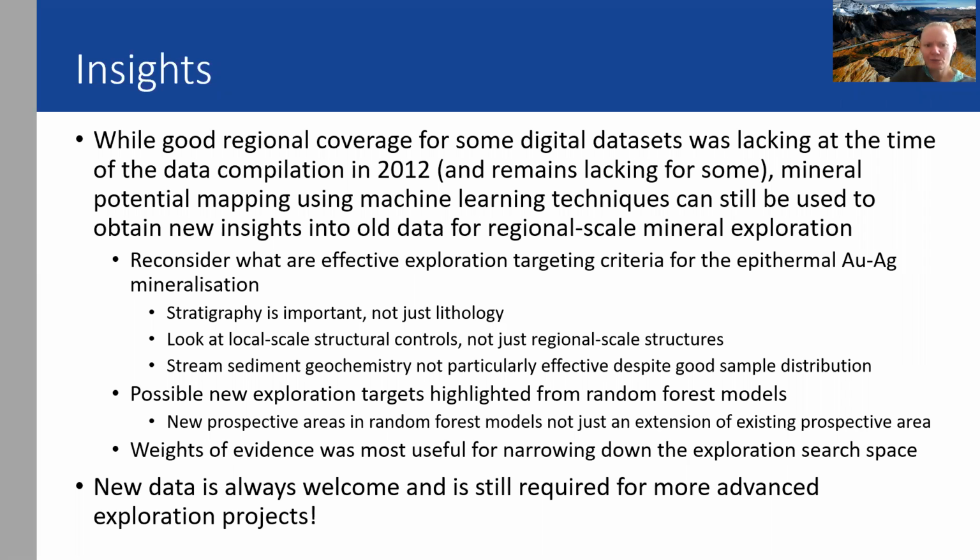So insights, basically we can look at the results from the random forest mineral potential mapping and see whether we can reconsider what are effective exploration targeting criteria for the epithermal gold mineralisation. So the results were suggesting that stratigraphy is important and not just lithology, so it's not just the andesite, but which particular andesites, looking at the local scale structural controls rather than just the regional scale structures. But it's also suggesting that the stream sediment geochemistry was not a particularly effective targeting criteria, despite having a pretty good sample distribution across the study area.